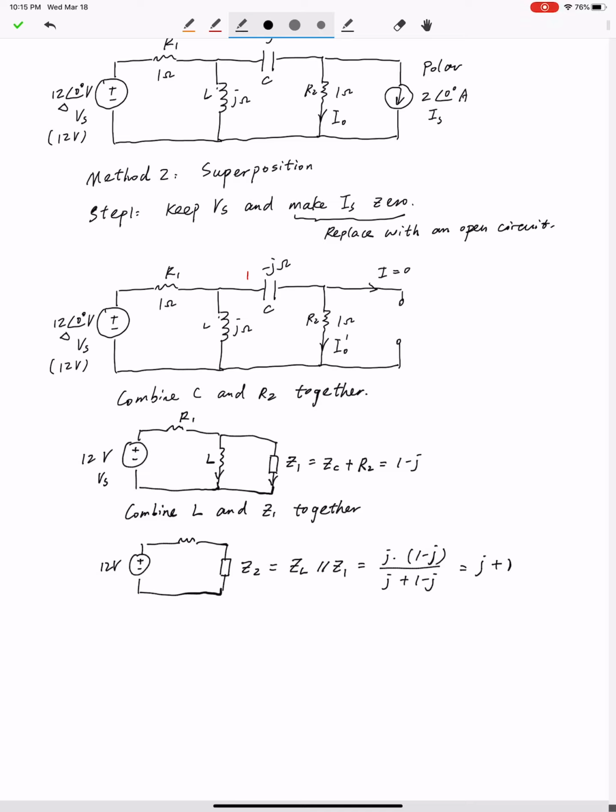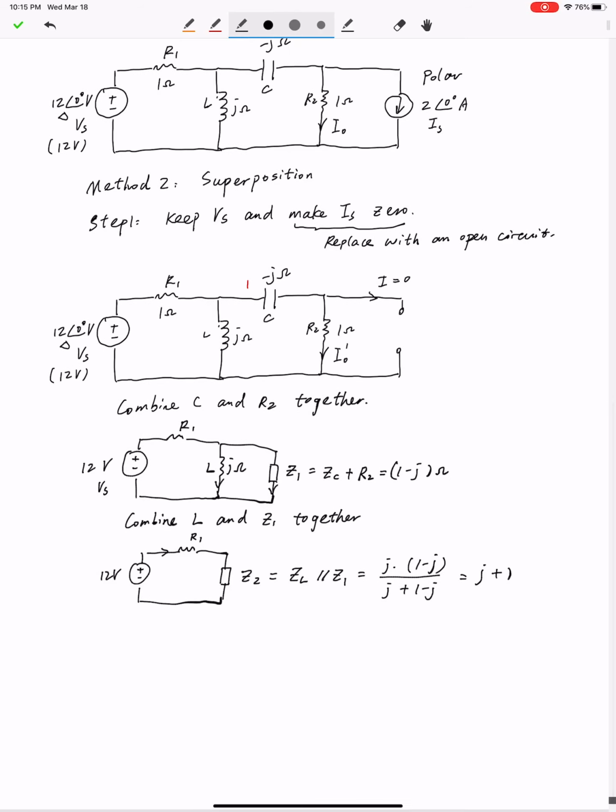Correct. This is J ohms. Yes, that should be right. Alright, so after this step, what we can do is find what's the current flowing through the loop, and name it as I1.